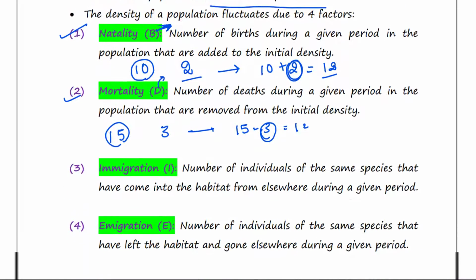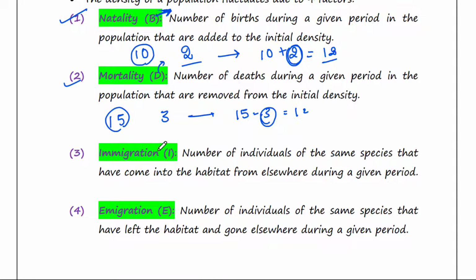Next is immigration. Immigration is denoted by capital I. The number of individuals of the same species that have come into the habitat from elsewhere during a given period is called immigration. Suppose we have 10 people in our country. It is not possible. So let's say 10 people in a society, in a small colony. Now 5 people join them from another society. So now the population density is 10 plus 5 is equal to 15, and this 5 is the immigration.